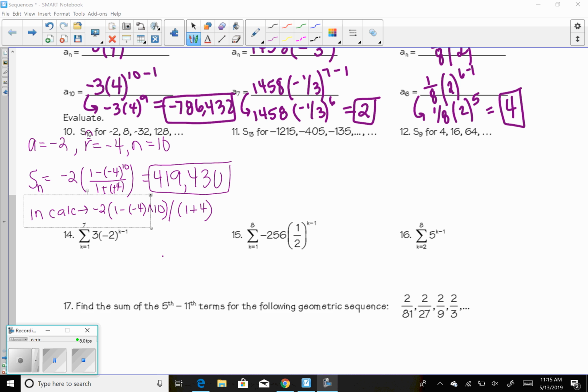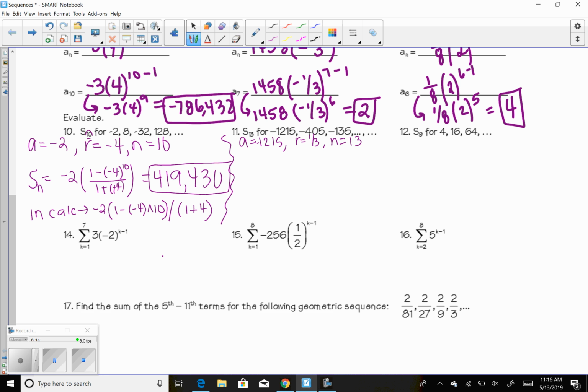Okay, so number 11, it says S13. That means sum the first 13 terms. So we're starting with -1,215. So you have to figure out what you're multiplying by. The numbers are getting smaller, so that means that we're dividing by something. So you just need to start trying, divide by some numbers. I'm noticing there's a 15 at the end. That 15 goes to a 5. So I'm thinking maybe I should try divide by 3. And you should hopefully see that that works. So when you divide by 3, that's like multiplying by 1/3. We always write in terms of multiplication. And n is 13 here because you're summing 13 terms.